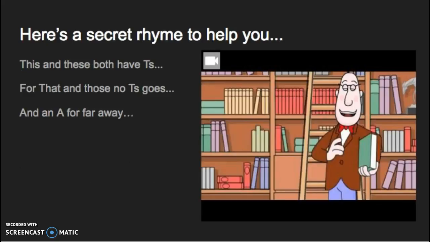To help us remember these, there's a little rhyme. And I found a cartoon that illustrates this rhyme really well. This and these both have T's for that. In those, no T's goes. And an A for far away.